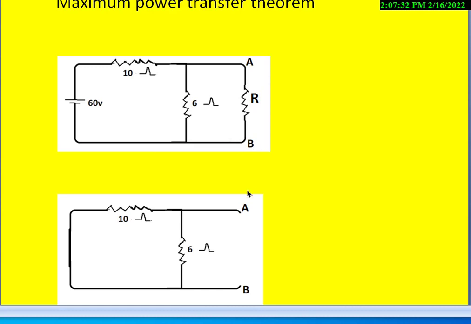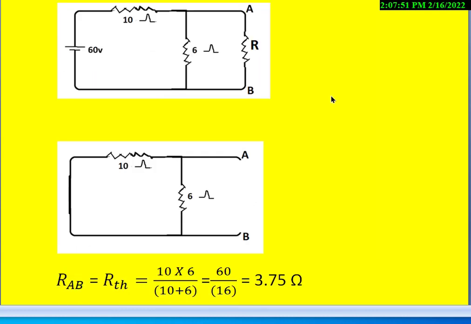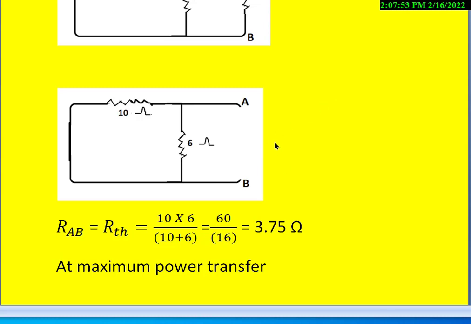we have to first calculate the Thevenin's resistance with respect to the terminals A and B. For that purpose, short circuit the voltage sources and open circuit the current sources. In this case, it is a voltage source, so short circuit the voltage source and open circuit the terminals A and B, that is, remove the R. Then find the Thevenin's resistance, which is 10 in parallel with 6, that is equal to 3.75 ohms.